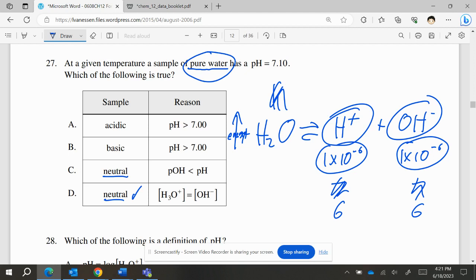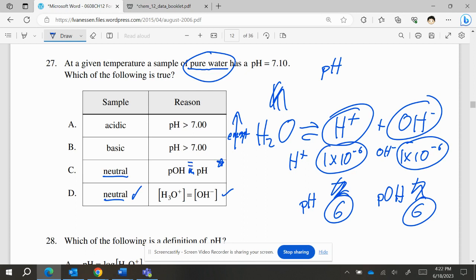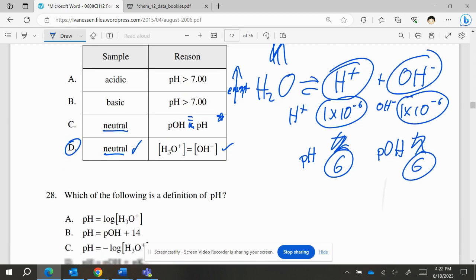So it's going to be neutral, and the pH would equal the pOH. Or the H3O+ or the H+, and the OH- will also be equal here. So that one right there has the potential of being right if it said equal right there. But it doesn't, so it's wrong. So that's my answer right there.